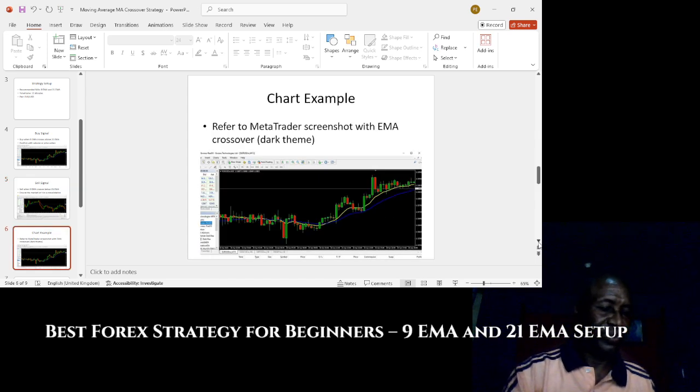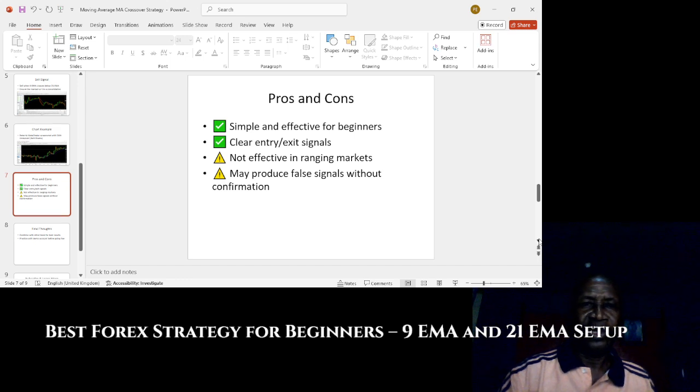This is the chart example. This is a MetaTrader 4 chart example that I'm showing you. So the pros and cons of this strategy setup: simple and effective for beginners, with clear entry and exit signals. It's not effective in a ranging market. It may produce false signals without confirmation. So that's why you need to check and make sure it's already trending before you enter.